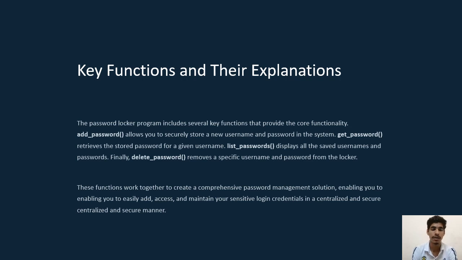Key functions and their explanations. The password locker program includes several key functions that provide the core functionality. The add password function allows you to store a new username and password in the system. Then get password retrieves the stored password for a given username. Then list password displays the list of all the saved usernames which are saved in the system. Then finally delete password removes the old or weaker passwords for your username from the locker.